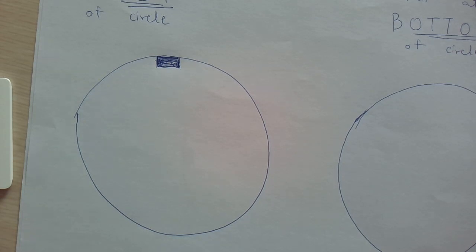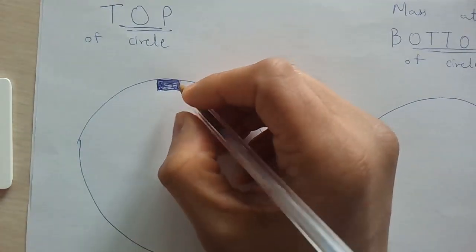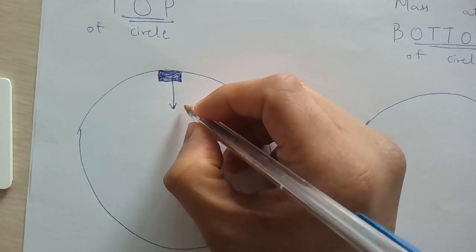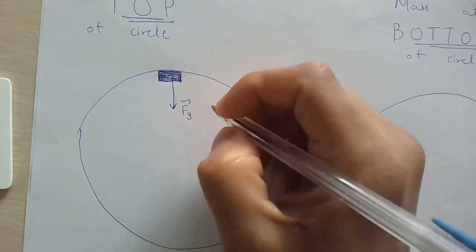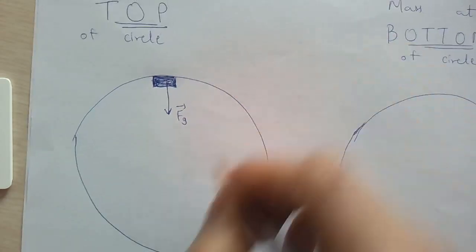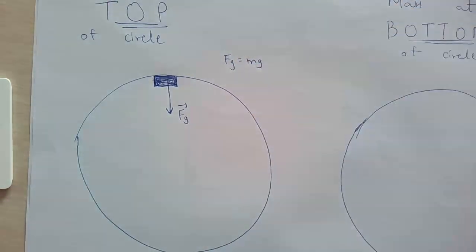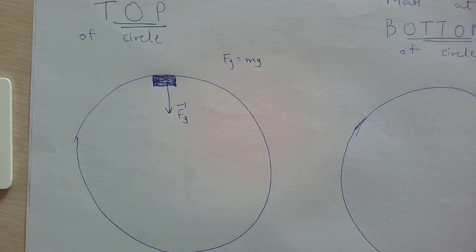So there will be two forces here, right? One will be the gravitational force and the other will be the normal force. The gravitational force will of course be pointing downwards. So this will be the gravitational force Fg, and of course Fg is nothing but m times g, the mass times acceleration due to gravity.